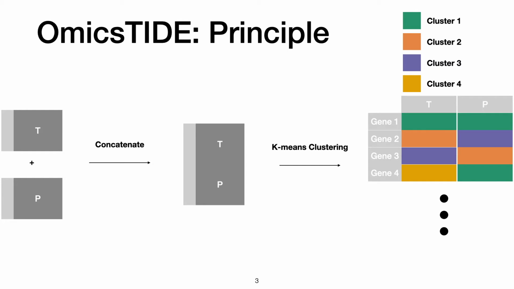As a result, each gene is placed into a cluster for the transcriptome and the proteome, and we can see if a gene follows the same or a different trend in both datasets. For example, gene 1 is placed in cluster 1 for both datasets and therefore shows concordant trends, while gene 2 is placed in cluster 2 in the transcriptomic dataset and cluster 3 in the proteomic dataset, which is a discordant behavior.